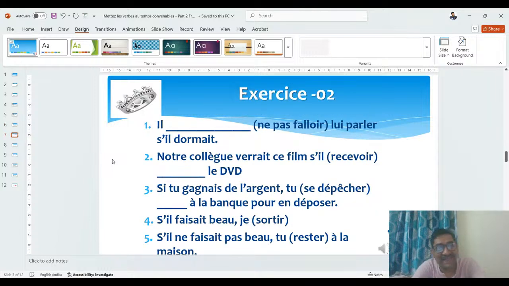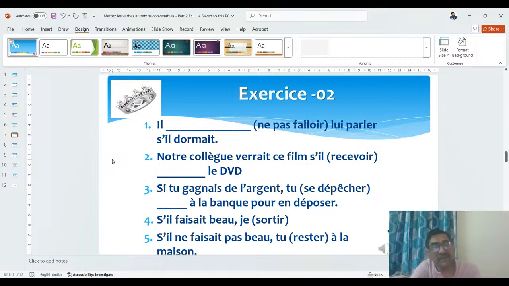Exercise 2. Il ne pas falloir lui parler. Don't worry. Ne pas is just showing the negative. We're going to put ne in the front part, pas in the back, normal. And dormait is given with si plus imperfect. Dormait is imperfect. So all I got to do is put the falloir in future plus imperfect. So it is il ne faudrait pas lui parler.